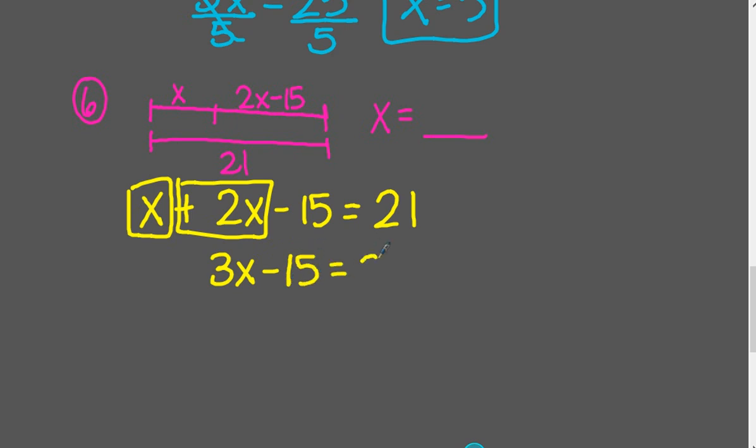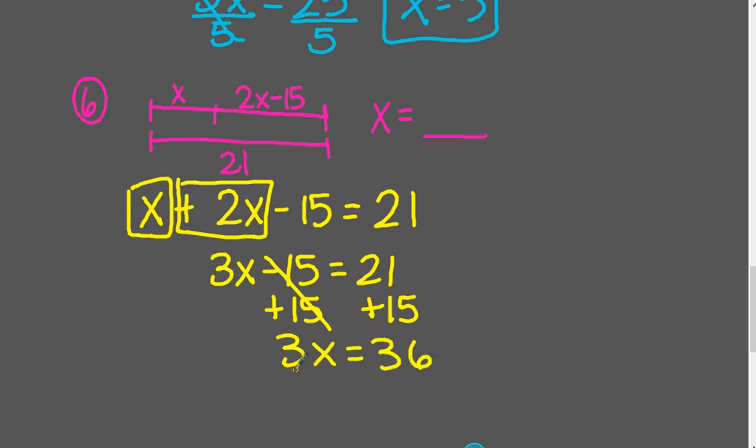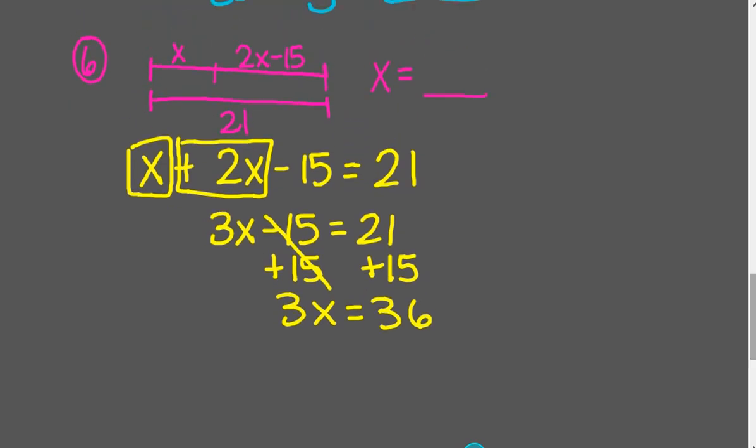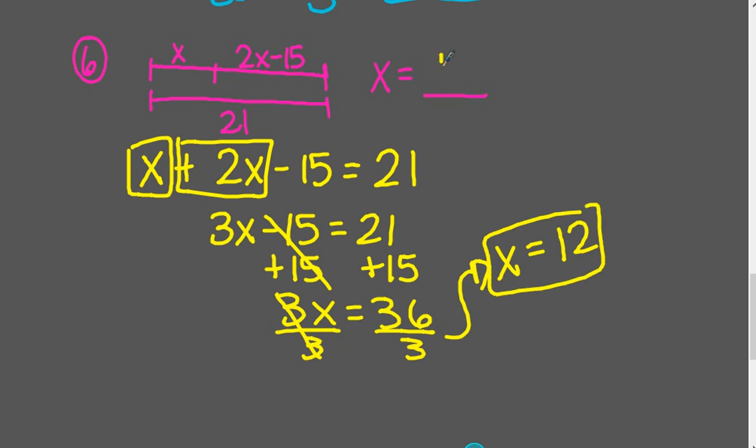minus 15 equals 21. Now I want to move this negative 15 to the opposite side, so I'll do the opposite operation by adding 15. I'm left with 3x equals 36. And then I can divide both sides by 3. I'm left with x equals 36 divided by 3, which is 12. And let's see if that is the correct answer.